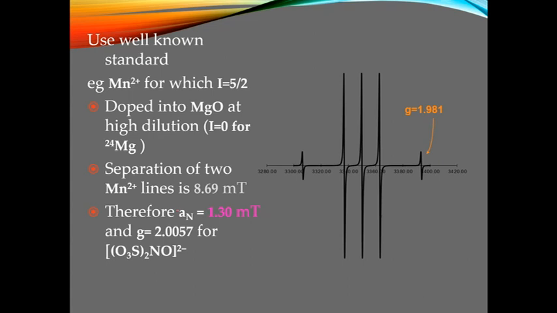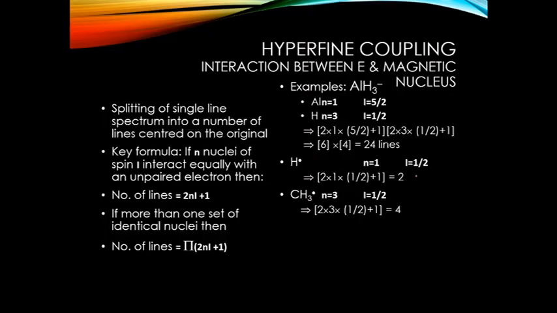And the well-known standard used for comparison is Mn2+, which has I equal to 5/2, doped into MgO at a high dilution. Separation of the Mn2+ lines is taking place at 8.69 Tesla. Therefore, An equals, in the previous formula equation number 10, 1.3 mT, and g equals 2.0027. So a splitting, you can see 1, 3 and 1:3.